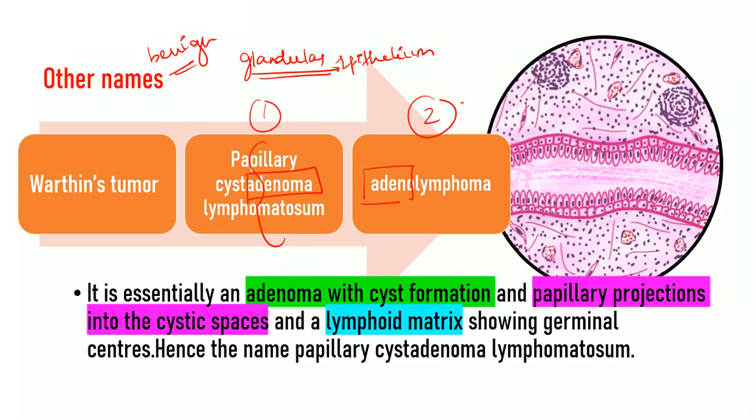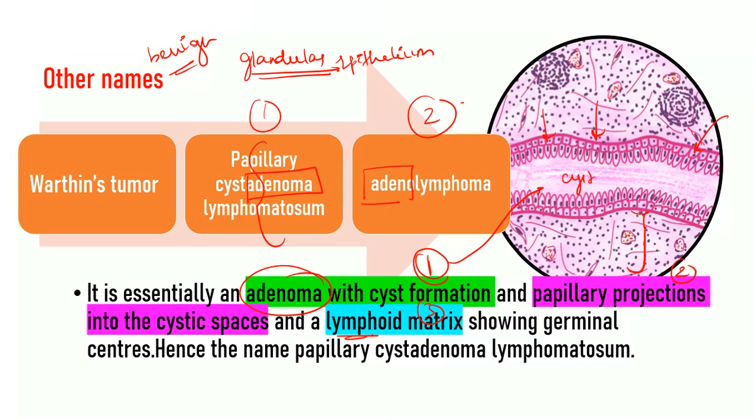Now in this adenoma, we have certain characteristics. So first is the presence of a cyst formation. So as you can see here, there is the presence of a cyst formation. The second are the papillary projections inside the cystic spaces, right? And the third is that the rest of the connective tissue is composed of a lymphoid matrix, right? So here you have a cystic formation with papillary projections and connective tissue showing abundant lymphoid matrix.